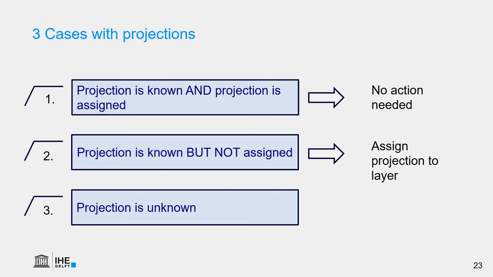If the projection is unknown, we need to georeference the layer, registering it to a coordinate system and rectifying it. This is one of the exercises in my GIS course. There's also a video that explains this.